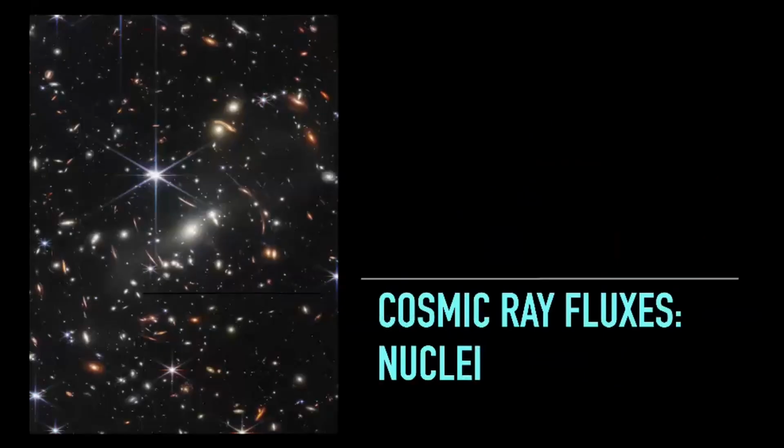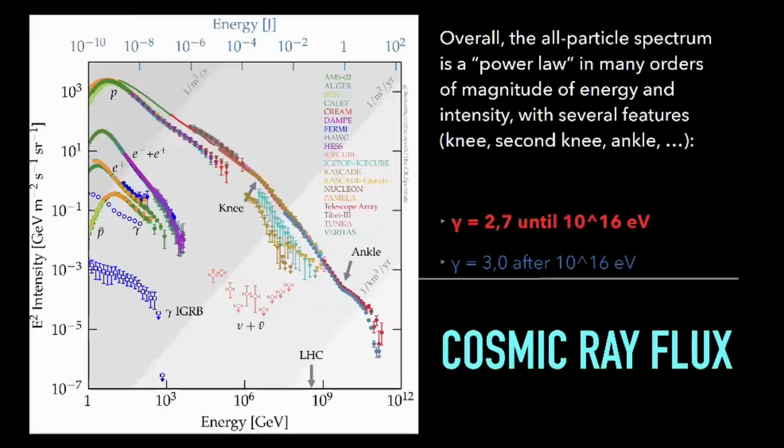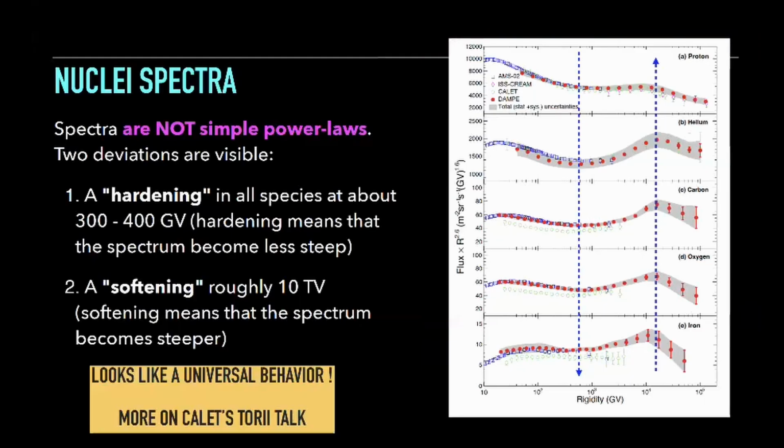Regarding cosmic ray fluxes, the fluxes were expected to be fitted by a single power law, as we will see much better than I can show you in Tori's talk. This is not the case anymore because the spectra turned out to be not at all a single power law, but they show a hardening and a softening, two very clear regions in the rigidity regime. But this again, I leave to Tori's talk.